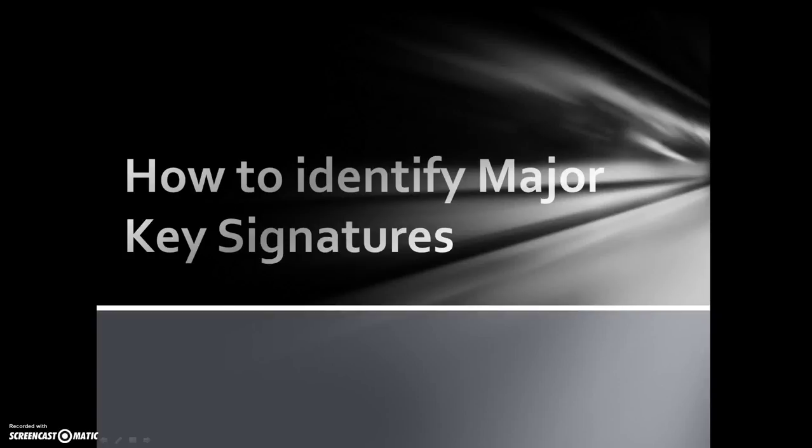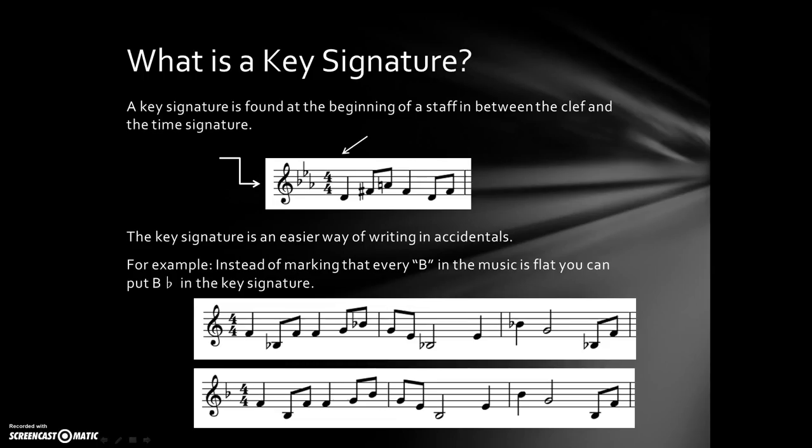How to identify major key signatures. What is a key signature? A key signature is found at the beginning of a staff in between the clef and the time signature. The key signature is an easier way of writing in accidentals.